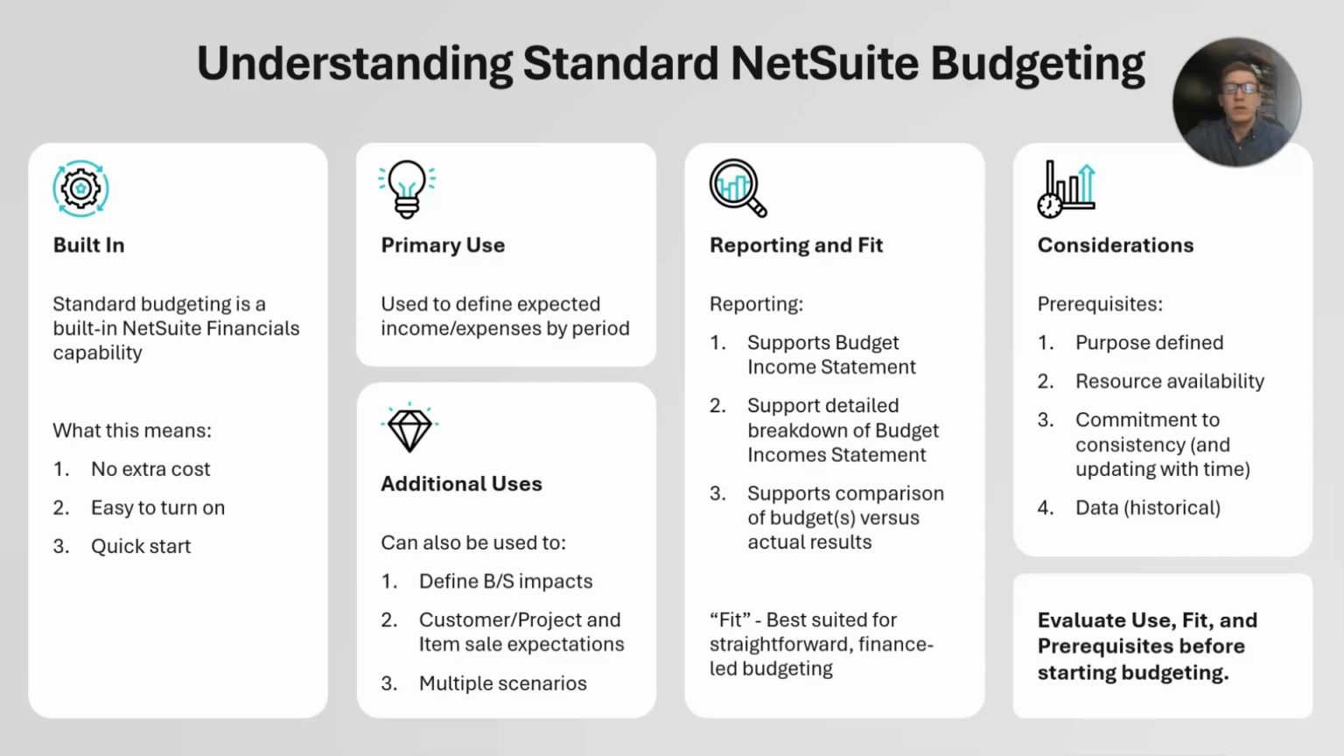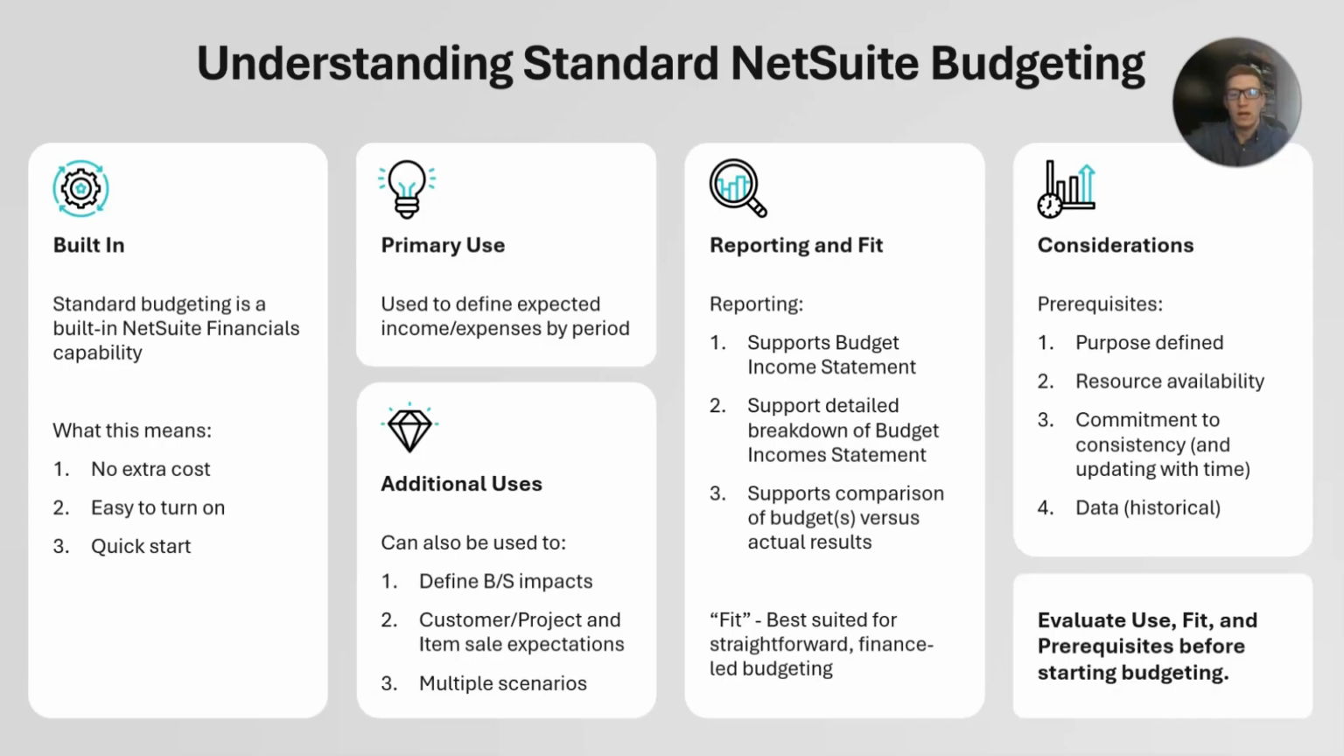Standard NetSuite budgeting is built into core financials. This means everyone should have access to it. It's easy to turn on and start using, but making robust use of it takes time, effort, and intentionality. Its primary use is to forecast income and expenses by period, but you can also budget for balance sheet accounts, statistical accounts, and customer, project, or item-specific impacts. You can also budget for multiple scenarios or outcomes. For example, a best case budget, a worst case budget, and an average outcome budget.